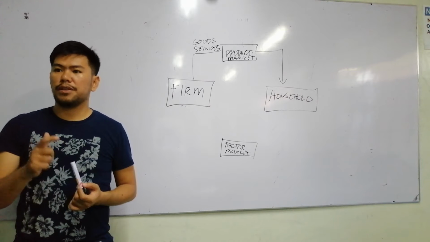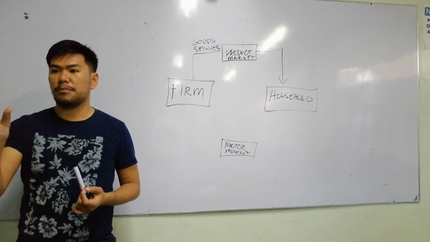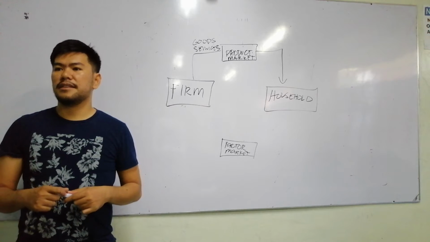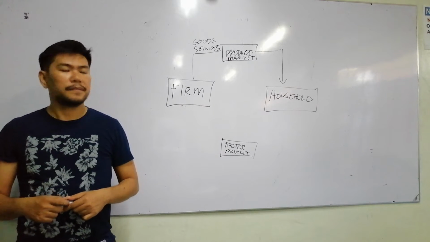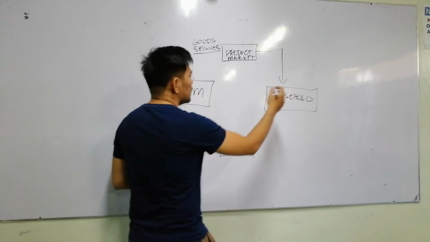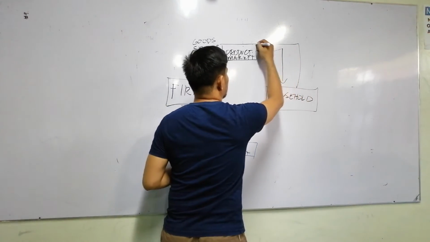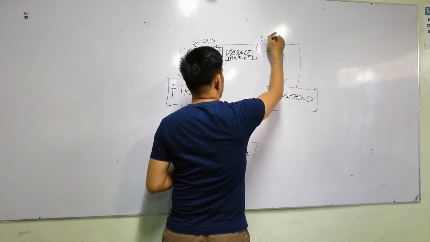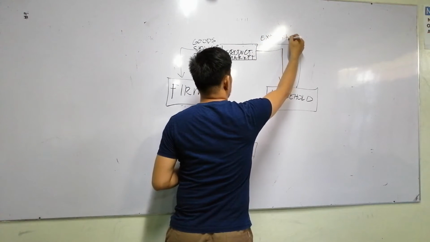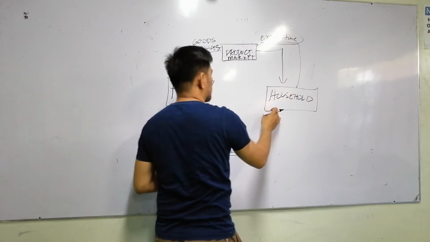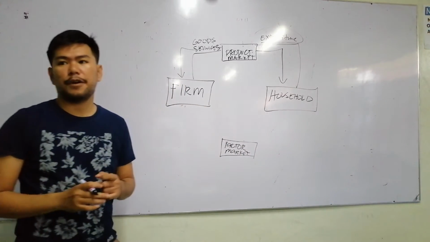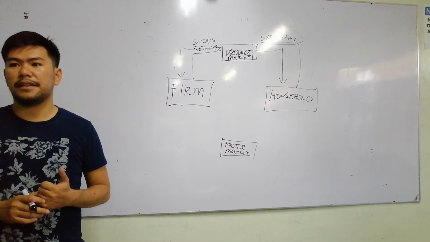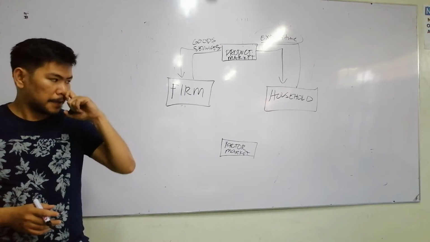The difference between goods and services: goods are tangible products, you can touch, you can see, whereas services are intangible products. Now in return, the household has to give something to the firm, and that is what we call the expenditures. This is the money spent by the household as a form of payment for the products or services provided by the firm.